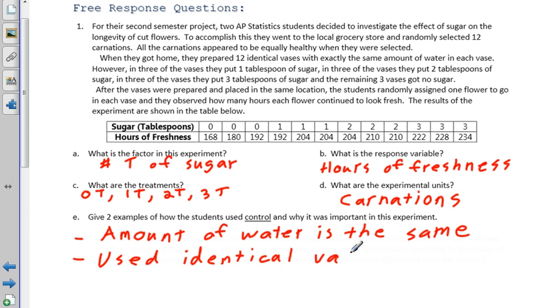Any others that people saw? They're in the same location. Same location. All very important things.